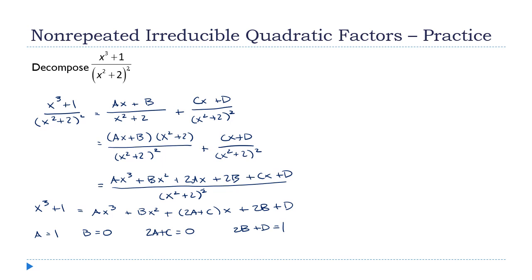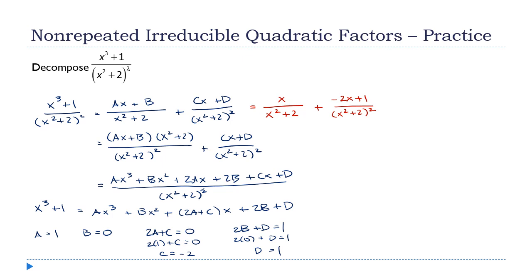All right, so let's see, what do I know? I know that a is 1, so let's put that in here. 2 times 1 plus c is 0, so c is negative 2. And b is 0, so this is 2 times 0 plus d equals 1. And d is equal to 1. That actually came out to be one of the nicer ones. Now let's write it in here and get the final answer. This is x over x squared plus 2 plus, let's see, negative 2x plus 1 over x squared plus 2 squared. And that's it.